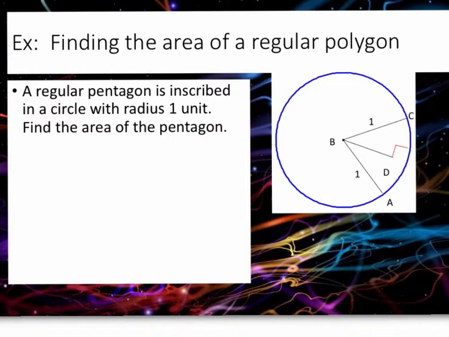So we're going to need to find the area of a regular polygon. I want to remind you that the formula we're going to use is, I'll write it up top: A equals 1/2 times the apothem times the perimeter. So I need to find out what A is.